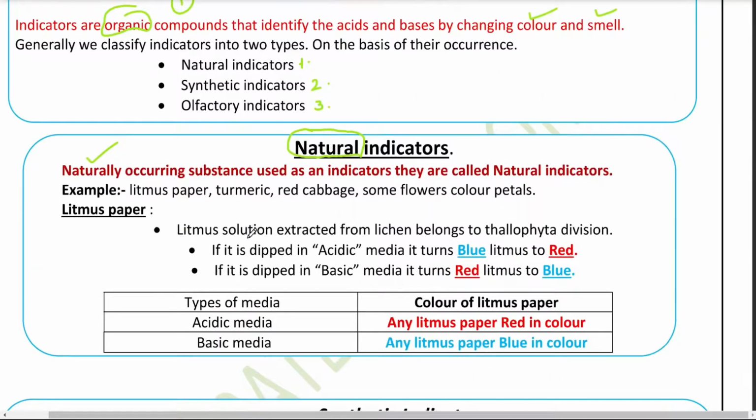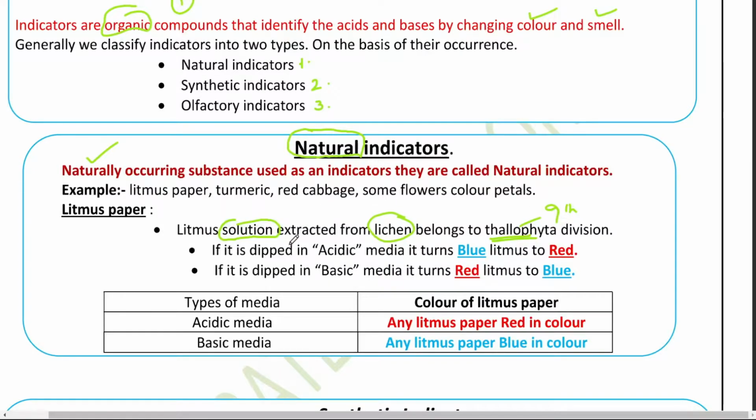Now, litmus paper is nothing but a solution. It is a solution extracted from lichen, which belongs to the plant Thallophyta division. You have studied this in your class 9th. What is the Thallophyta division? Okay, so this is a solution extracted from the lichen plant, which belongs to the Thallophyta division.